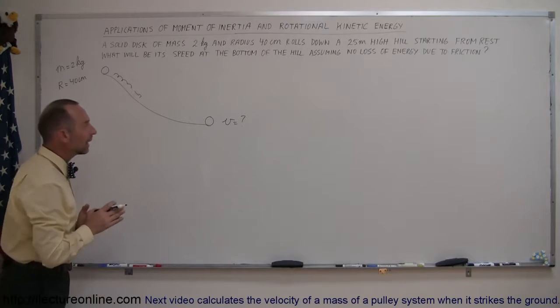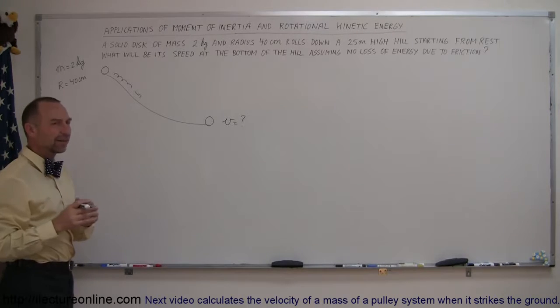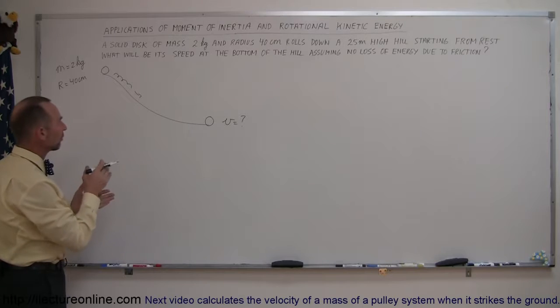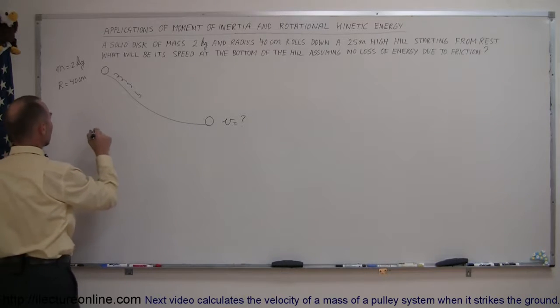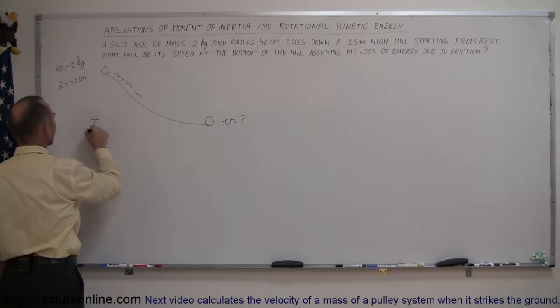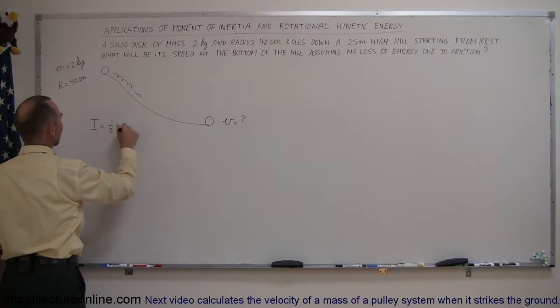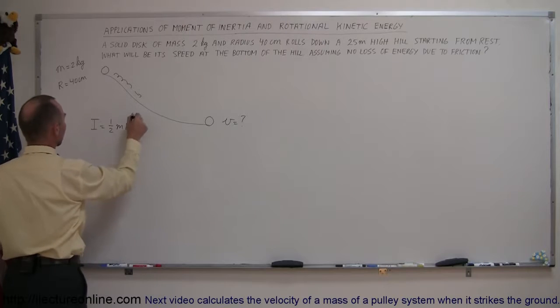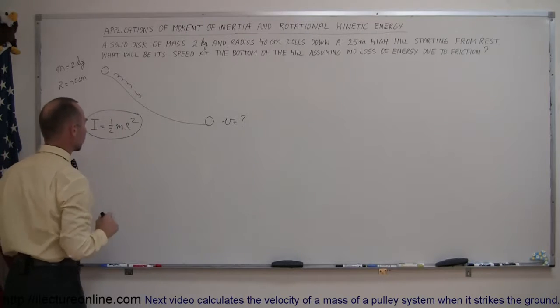So let's first calculate the moment of inertia, or at least not necessarily calculate, but let's see what the moment of inertia of this disk is. Well, since we know that it's a solid disk, I of the solid disk is equal to 1/2 the mass times the radius squared. All right, so we'll keep that in mind. That's the moment of inertia of a solid disk.